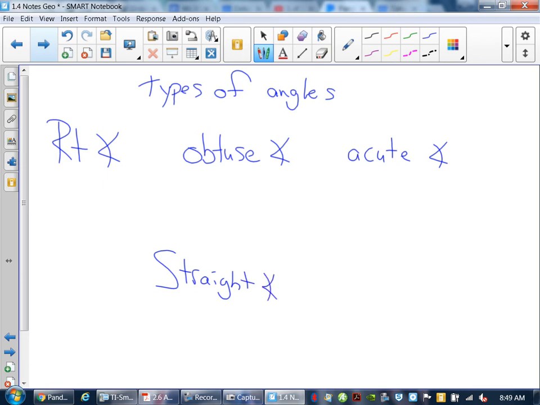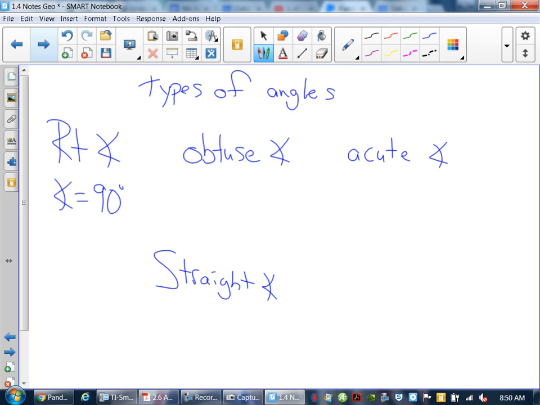Okay. Those are the 4 types of angles that we talk about. When we're looking at them, what makes a right angle a right angle? The 90 degrees. Very good. Right angles are always going to be angles that equal 90 degrees.